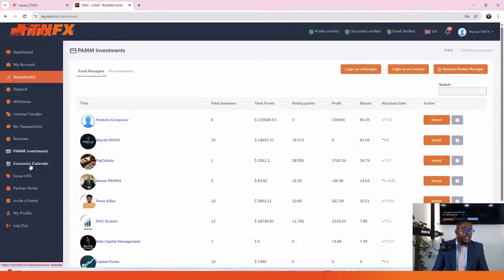The economy calendar is there. If you don't want to be checking your Forex Factory, if you don't want to be checking investing.com, you can literally just come here. You have your whole office. Once you open the dashboard, everything is there. You want to open an account, you want to deposit, you want to withdraw, you want to do internal transfer, you want to check your transactions, you want to request bonuses. Anything is there. So you don't need anything else. The only thing you have to do is to keep on educating yourself at all times.